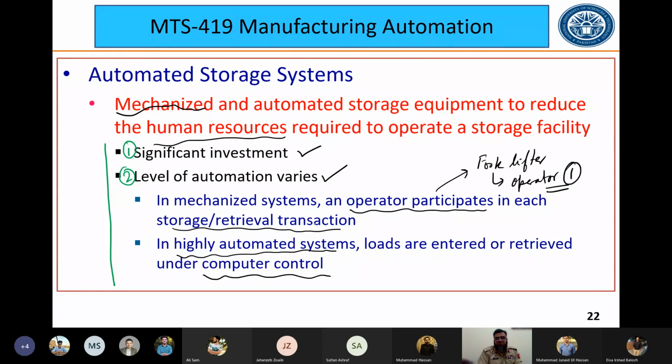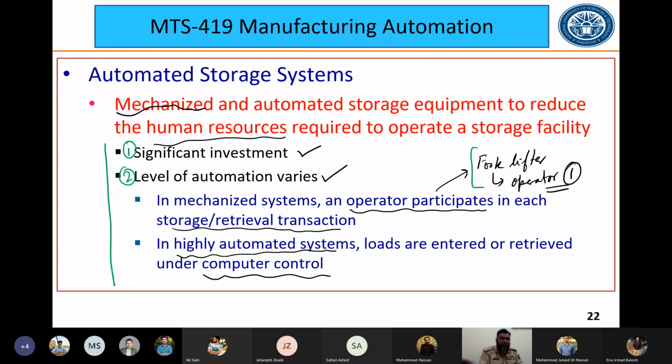So in mechanized system, an operator participates in each storage and retrieval transaction. Something like forklifter, जिसका operator है. So forklifter is an automated storage. You don't have to pick up things by yourself. You just drive a forklifter, pick up the stuff and place it at any place. So in this system, mechanized system, में you will have an operator.